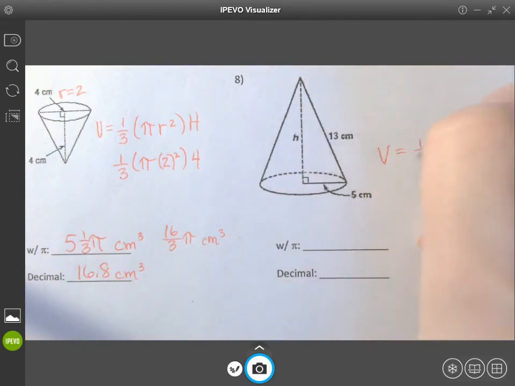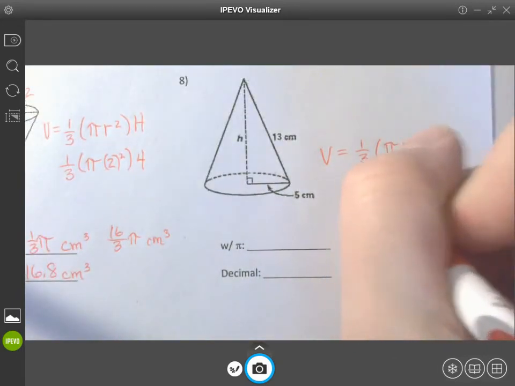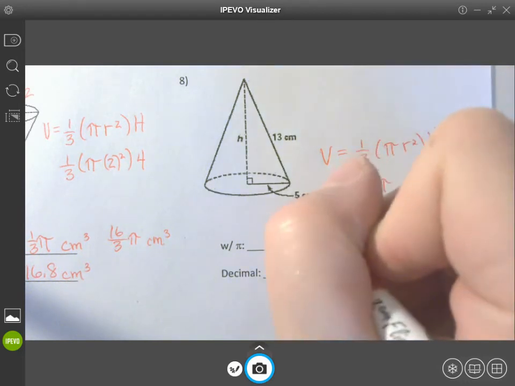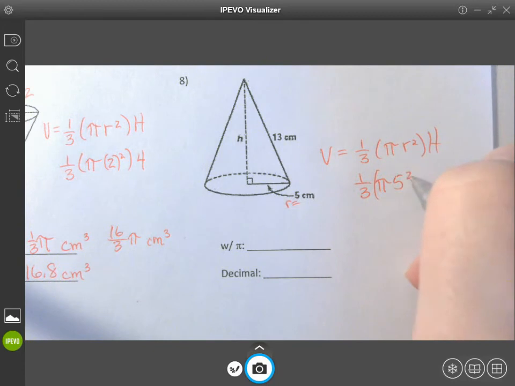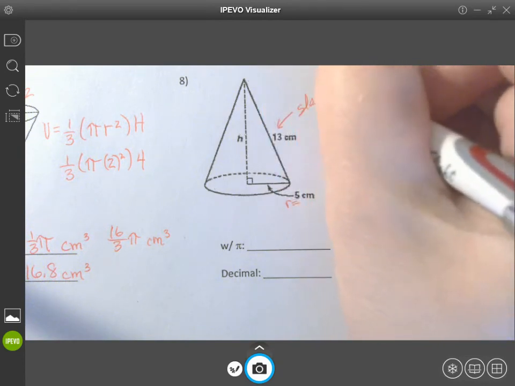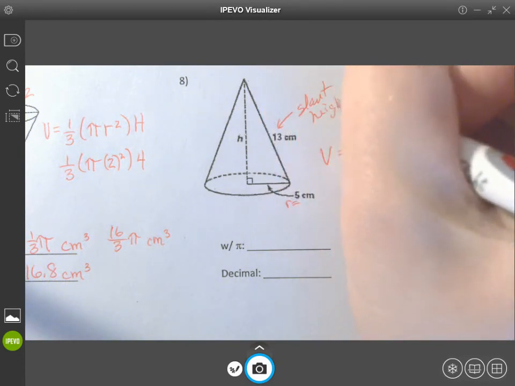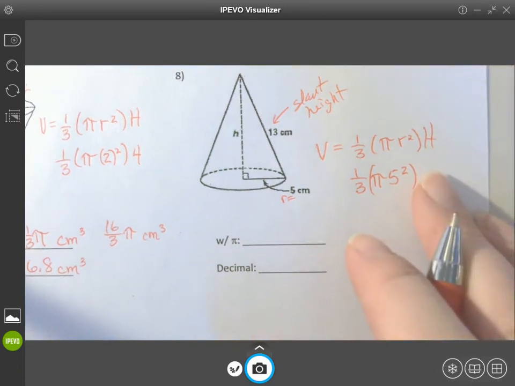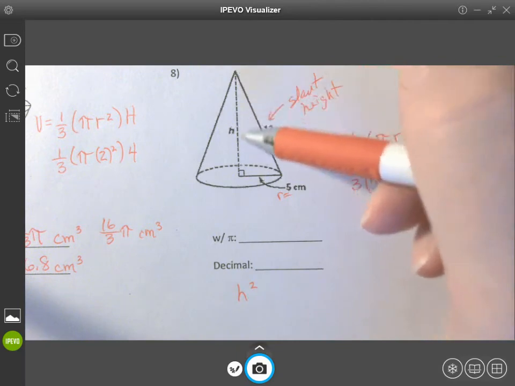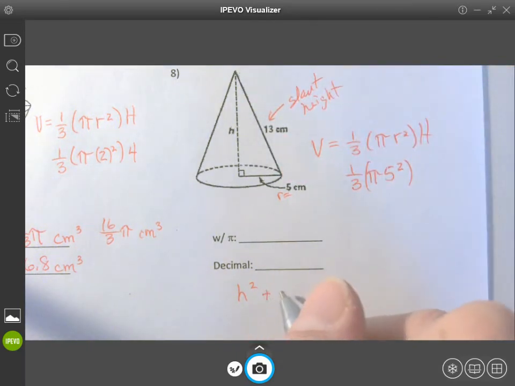Volume equals 1/3 pi r squared h. Fabulous. 1/3 pi, what's the radius? 5 squared. What's the height? That you don't know. What'd they give you? They gave me the slant height. So this is one where I have to do a little extra work. I'm going to have my height. They even gave you a hint in here. I have my height squared plus what?